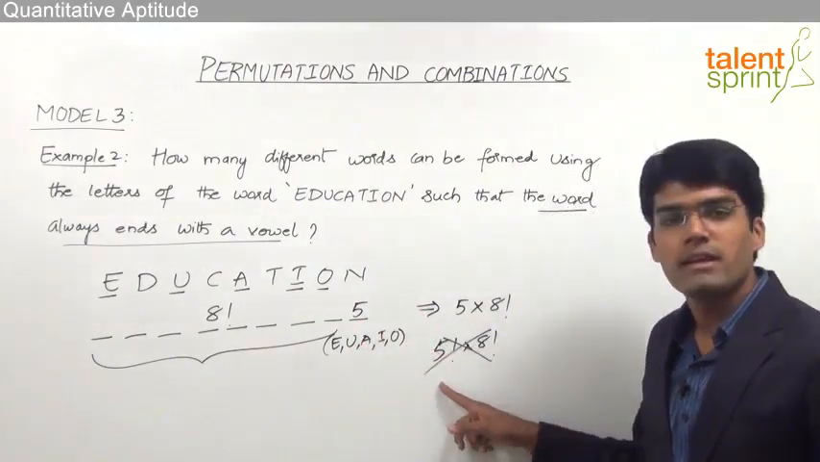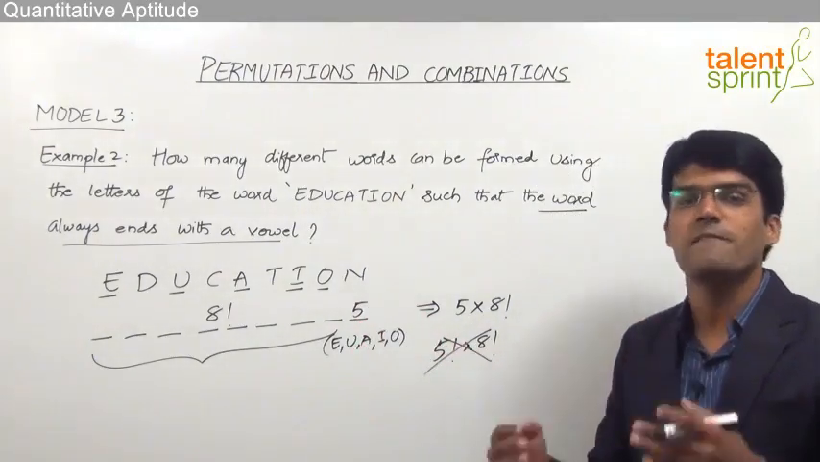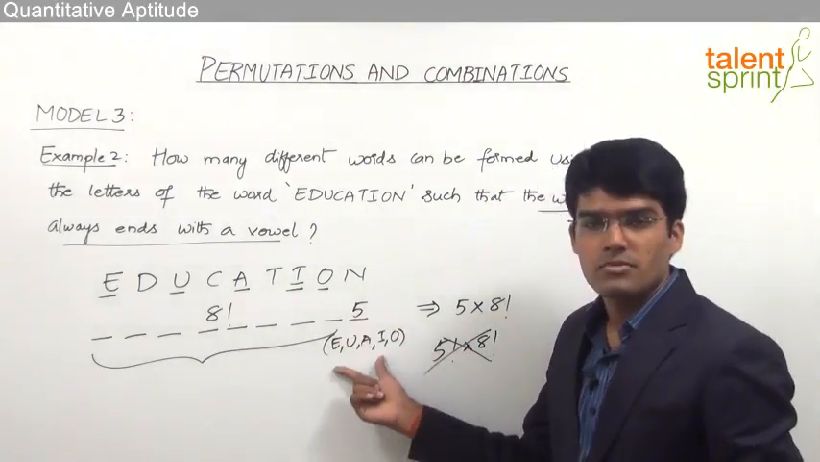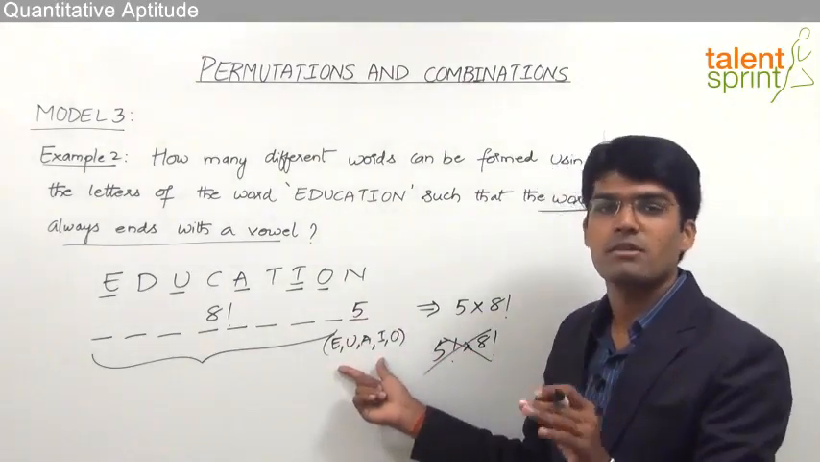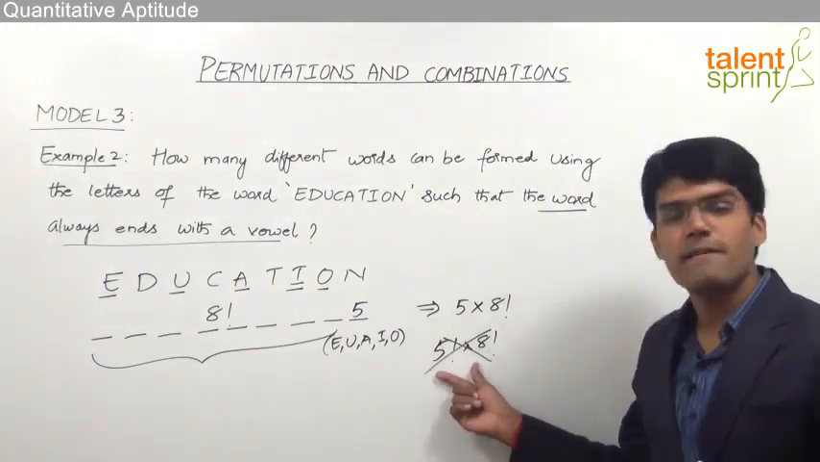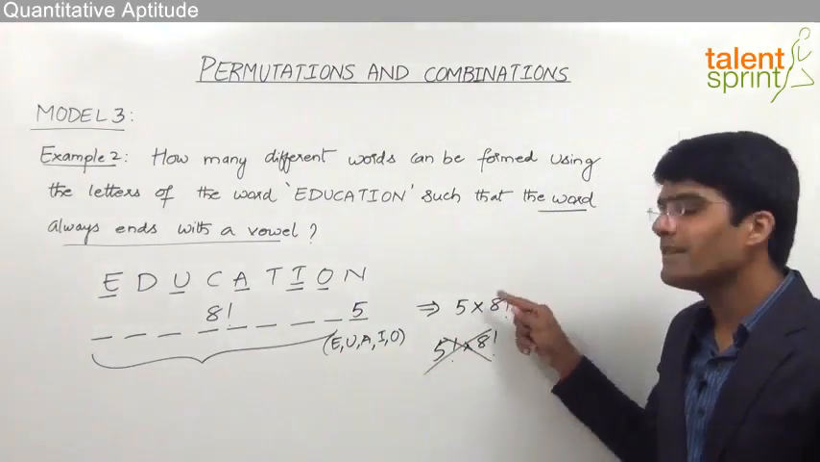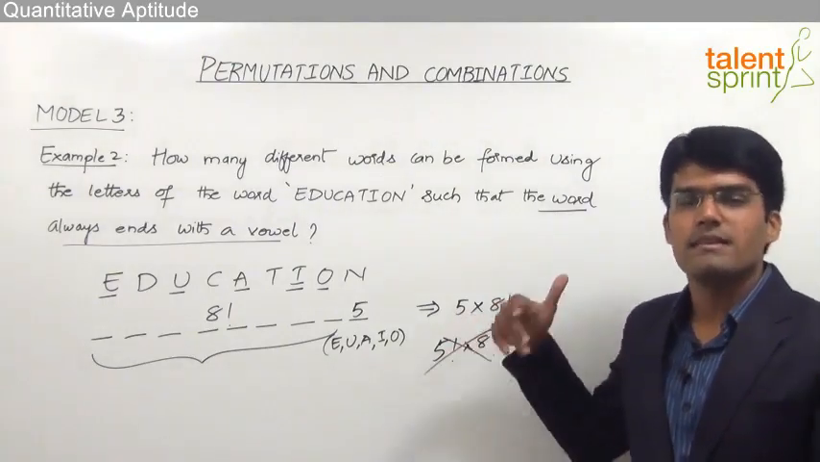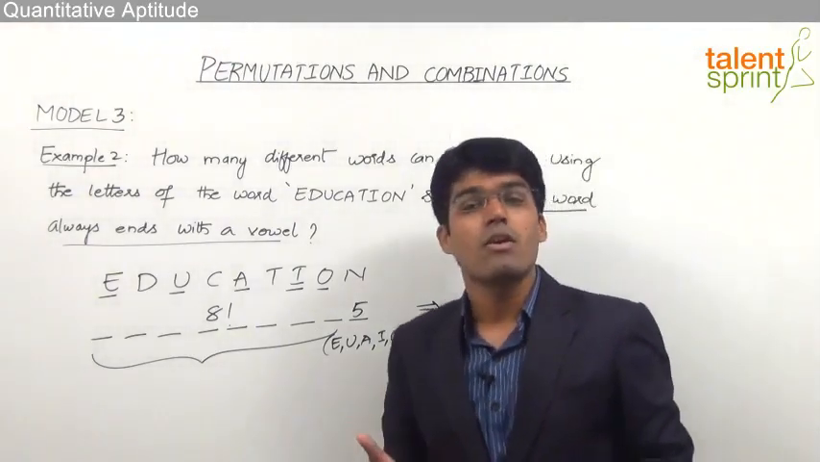5 factorial should be taken only when there are 5 objects and 5 positions. Here we have only 1 position for 5 objects. So that is the reason we take it as 5, but not 5 factorial. So don't take it as 5 factorial into 8 factorial. It should be 5 into 8 factorial. And like for letters, the similar condition can be asked for digits or for persons.